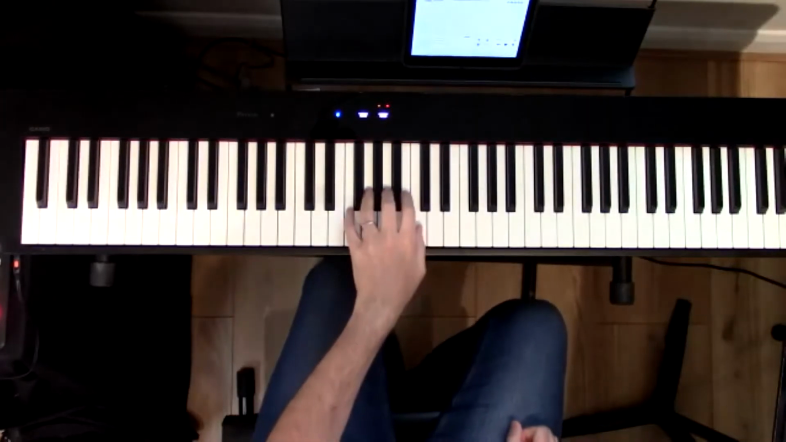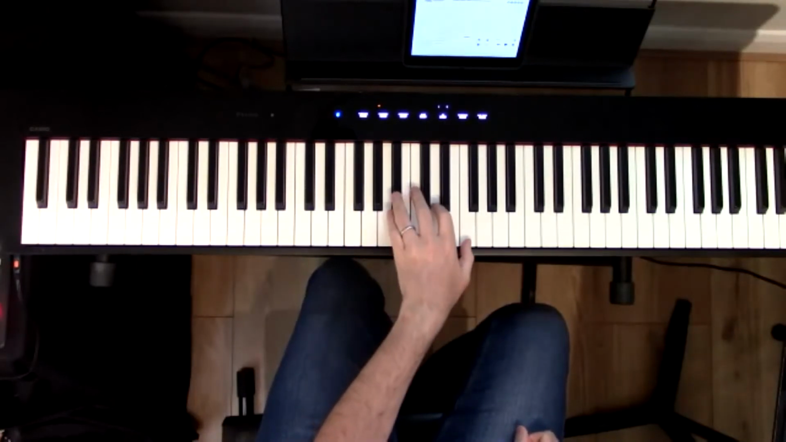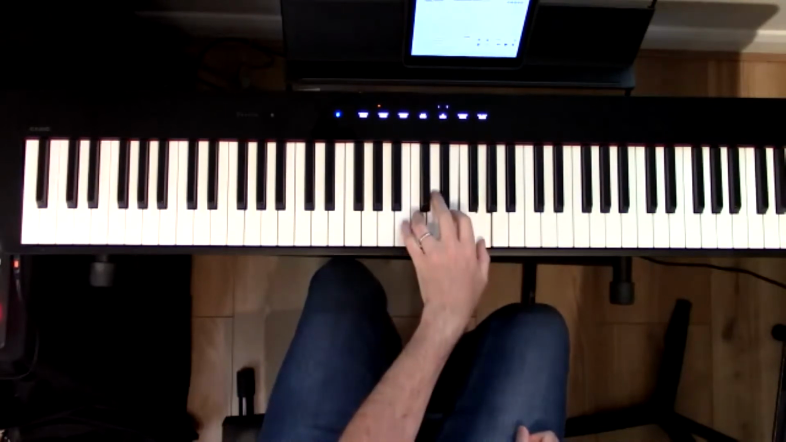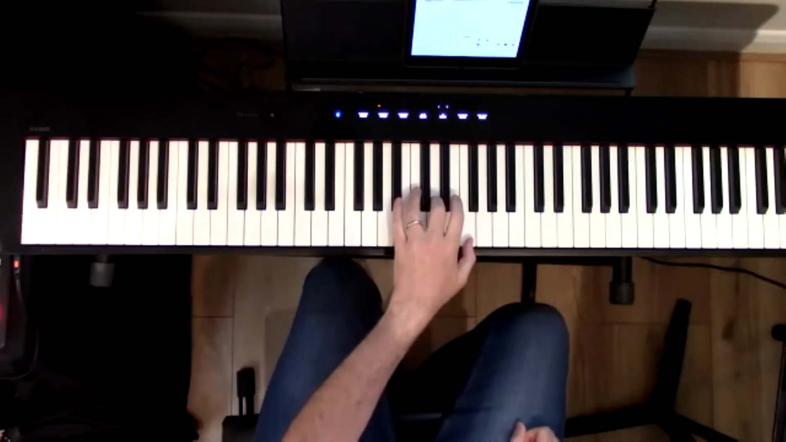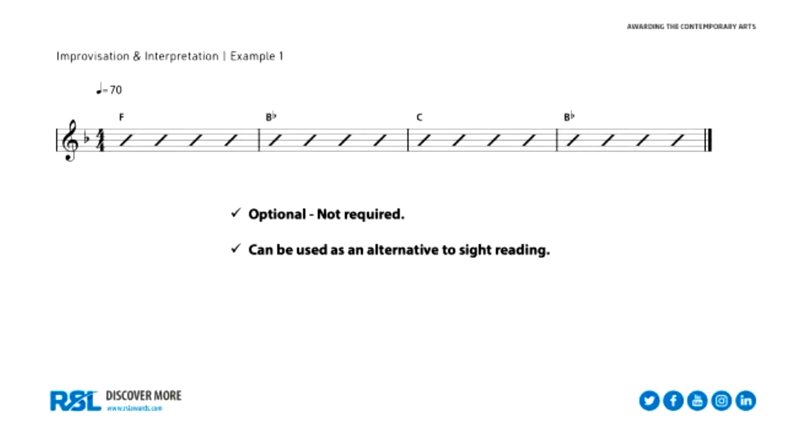So you can find an F chord, and we can find a B flat chord, and we can find a C chord, and a B flat chord. If I put that back on the screen, that's what we had there. That's what we were following. An F chord, B flat chord, a C chord, and back to B flat again.